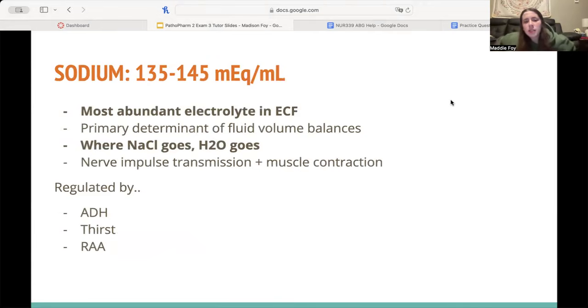Sodium is the first one. This is the most abundant electrolyte in the extracellular fluid, which is why we talk about it so much regarding fluid volume statuses. It is the primary determinant of fluid volume balances, because where sodium goes, specifically sodium chloride, water goes. Sodium is responsible for nerve impulse transmission as well as muscle contraction and is regulated by ADH, thirst, and your renin angiotensin aldosterone system.